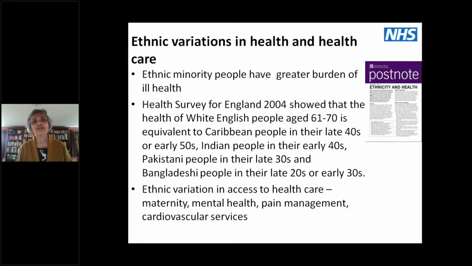So little wonder then that there are variations in health and healthcare. Ethnic minority people have the greater burden of ill health. The Health Survey for England, as far back as 2004, showed us that the health of white English people aged 61 to 70 is equivalent to Caribbean people in their late 40s, Indian people in their early 40s, Pakistani people in their late 30s, and Bangladeshi people in their late 20s or early 30s.